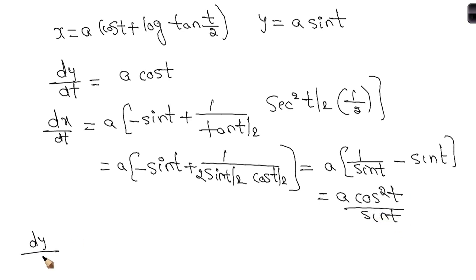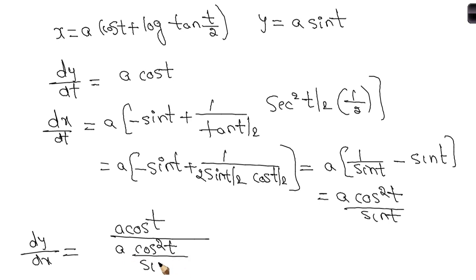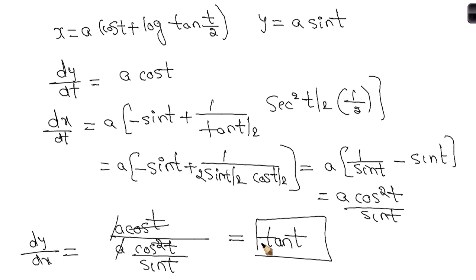So dy by dx is the same as dy by dt by dx by dt, which is a cos t upon a cos square t upon sin t. So the a in the numerator and the a in the denominator get cancelled, and cos t gets cancelled, that is sin t by cos t, which is the same as tan t. Okay, just the derivative and the basic simplification will help us to get the answer.